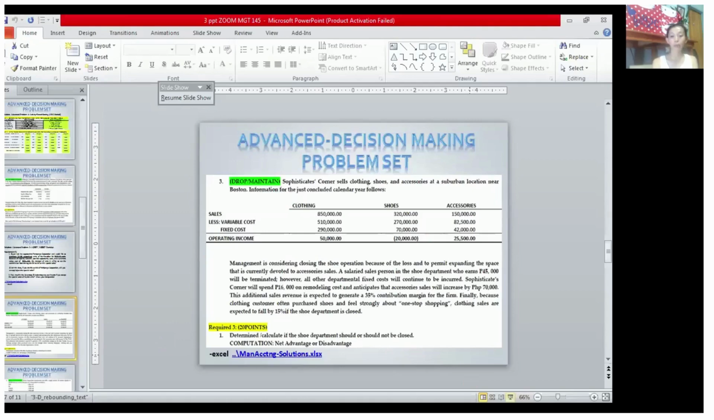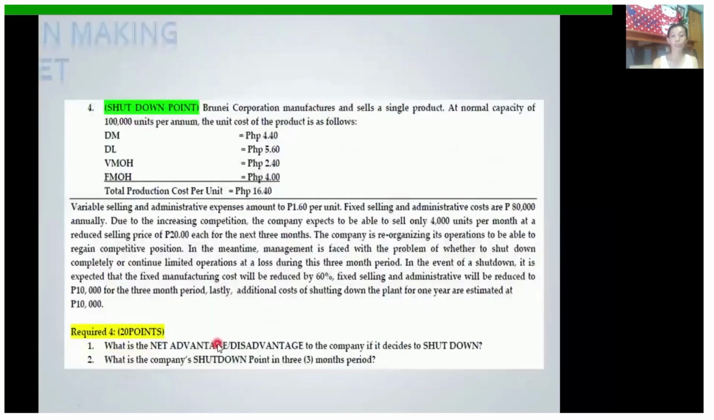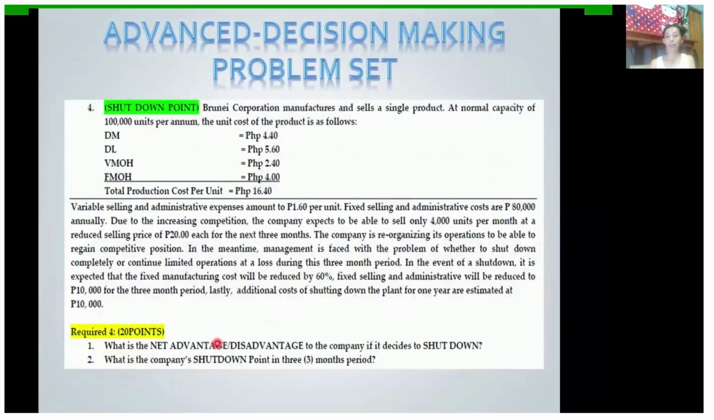It's up to you to answer this as best as possible. You have to justify your answer by showing the solutions and showing it with evidence perhaps, or with convincing statements on whether to drop or maintain shoe department.